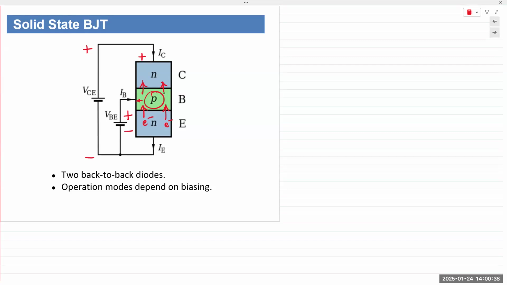One last thing, the voltages for a transistor are referred to as VCE, VBE, VBC. So base to emitter voltage, collector to base voltage, collector to emitter voltage. And then the currents are referred to as collector current, base current, and emitter current. Okay.